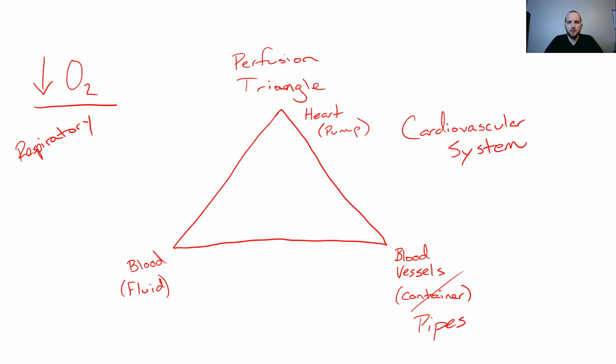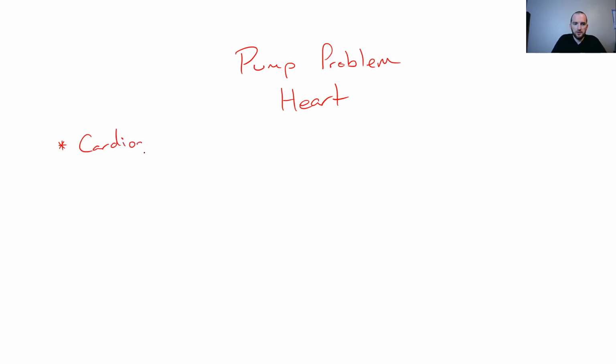So all shocks are a breakdown of at least one of these three components of the perfusion triangle: the pump, the pipes, or the fluid. So we're going to work our way through. If it's a pump problem, we're saying the heart is not doing its job well enough. There are some categories. At its core, when we say heart, one of the types is cardiogenic shock. Cardio in the word tells us it's the heart.